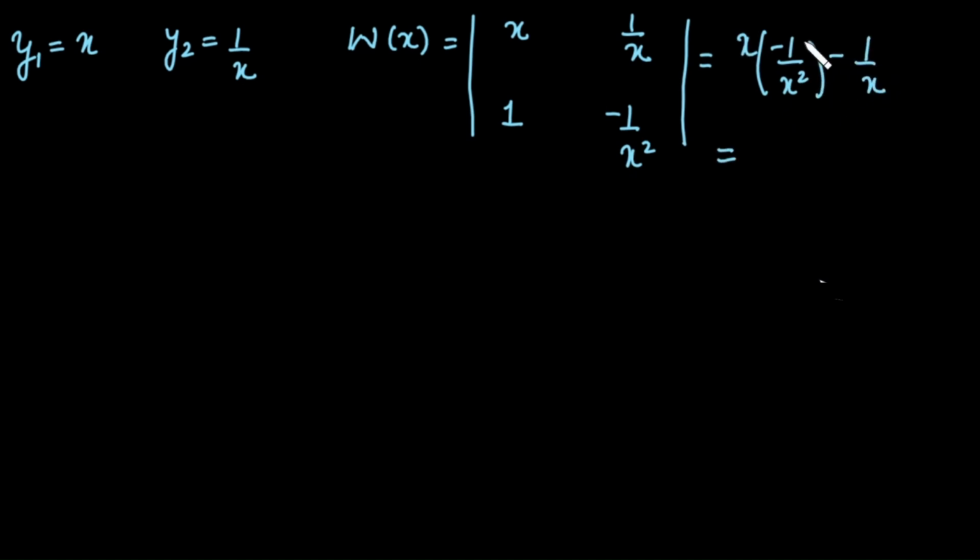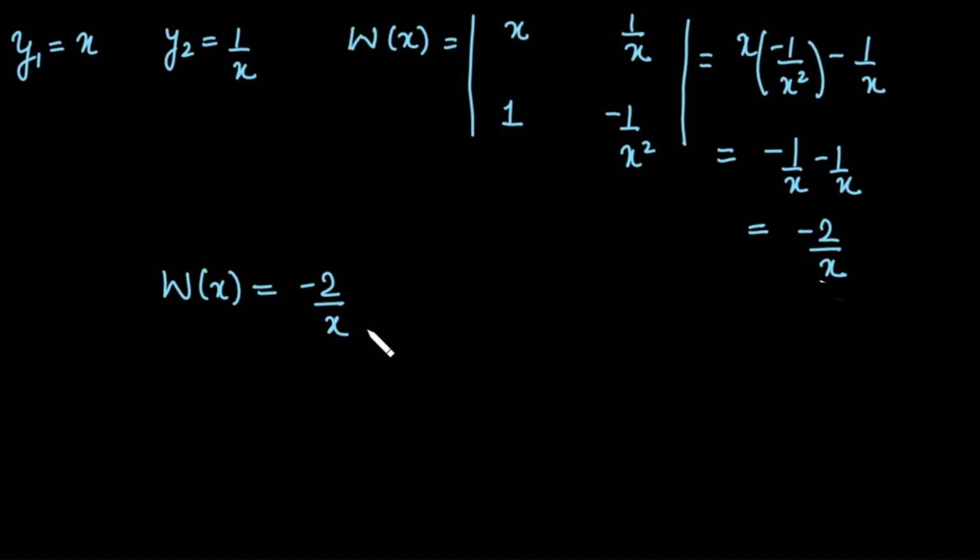So this is equal to minus 1 by x minus 1 by x. So that is equal to minus 2 by x. So we have a Wronskian value equal to minus 2 by x. Now, is this value not equal to 0 for every real number? No, because this number is not defined whenever x is equal to 0.